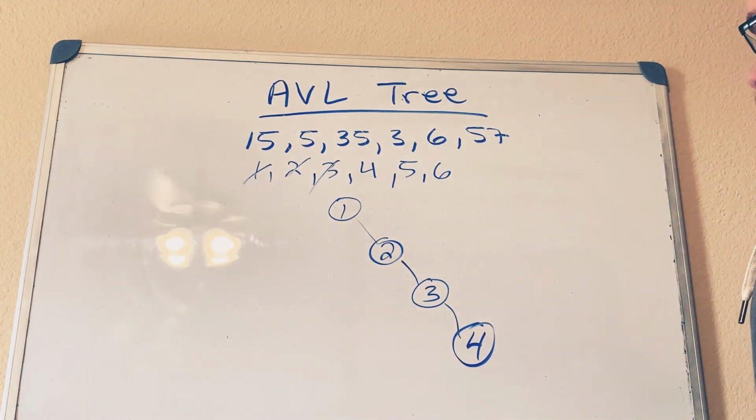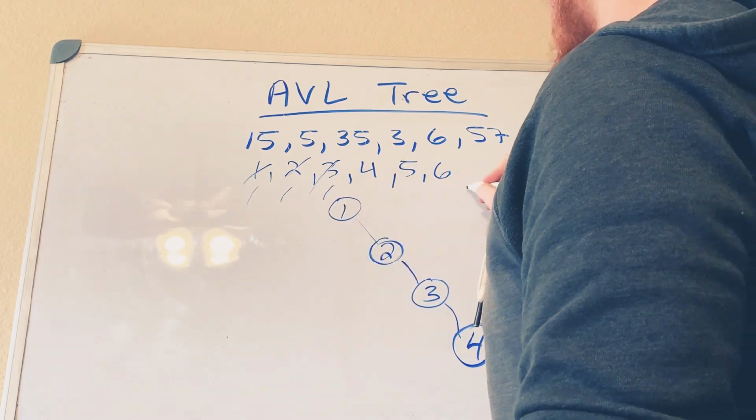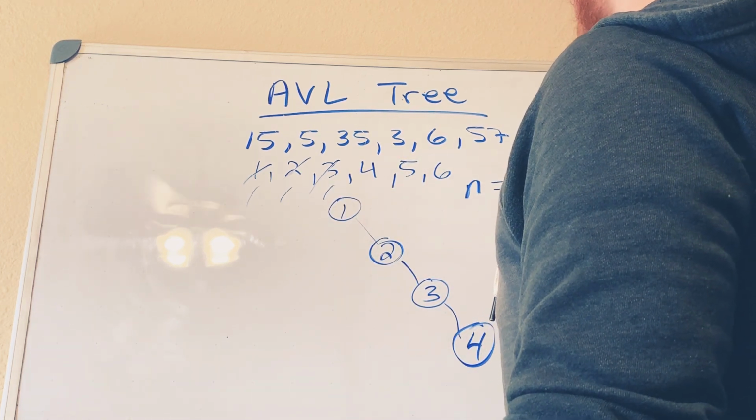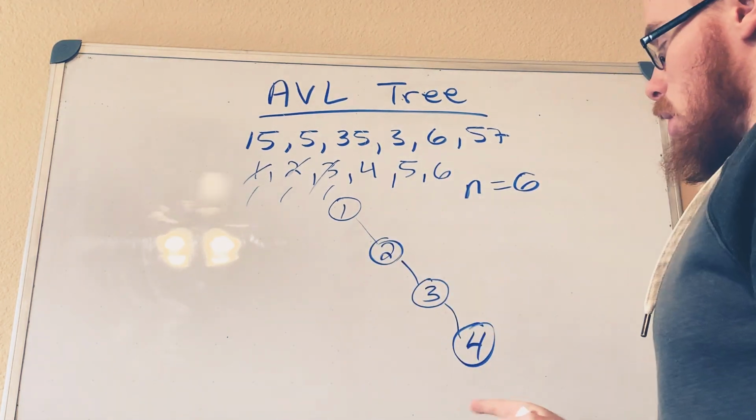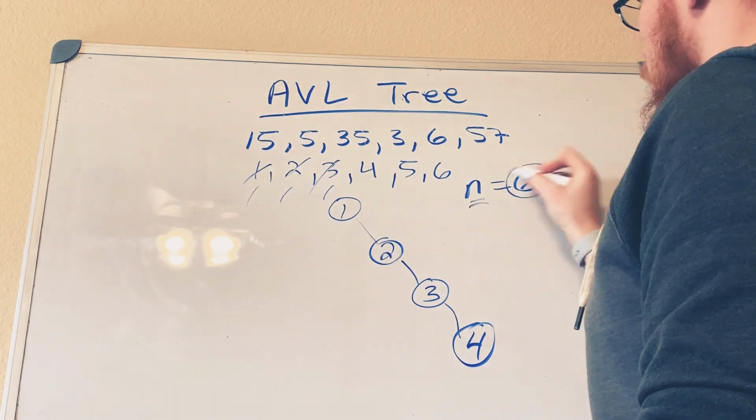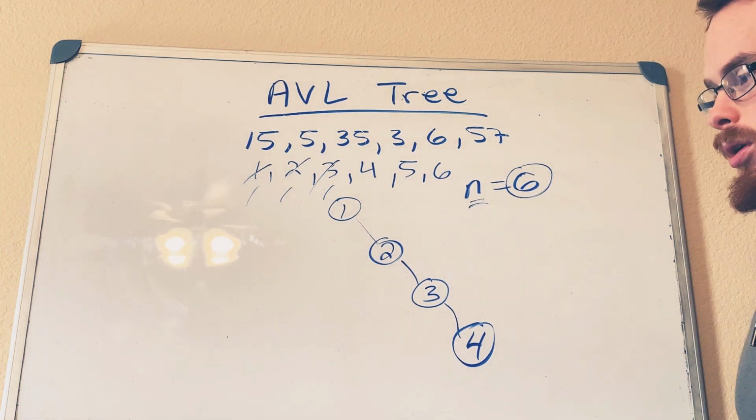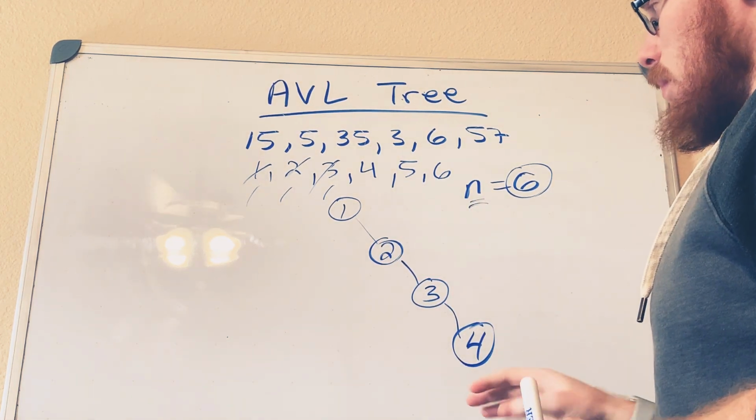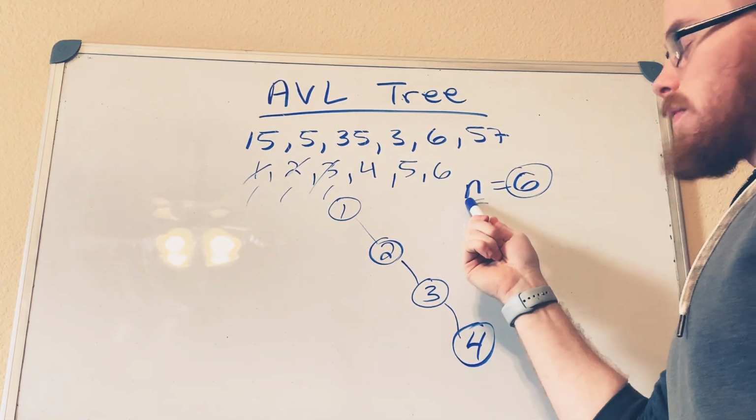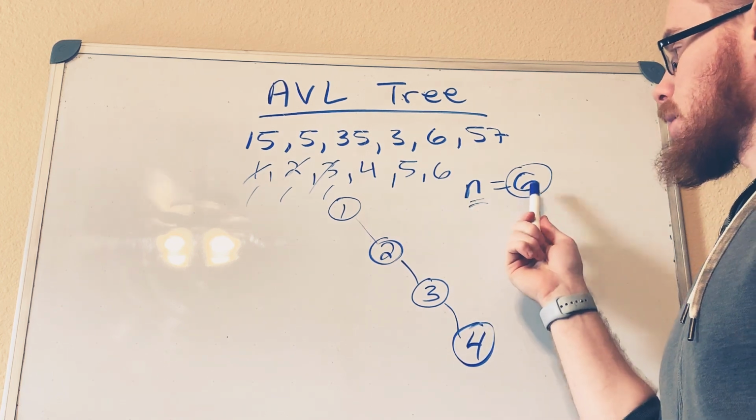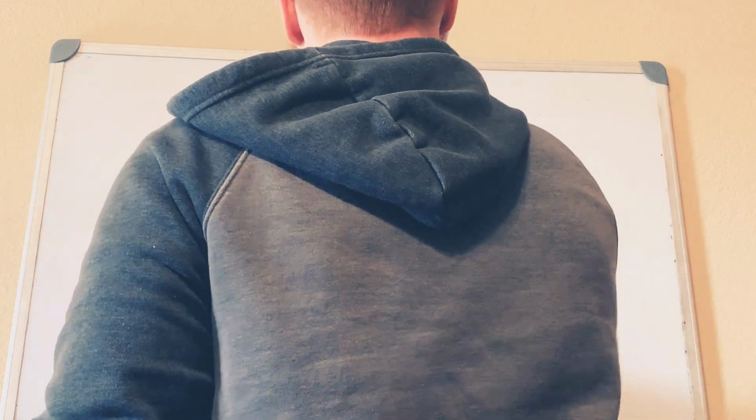It just keeps getting longer. We're going to have a total of 6 nodes when we put the last one in the tree, and the height of this tree is going to be n. It's going to be 6 because it just keeps going out to the right. And when you build that tree, searching through it is going to take a long time. You're going to have to go through every single node to find 6. So that's not what we want. That's where we have the AVL tree.